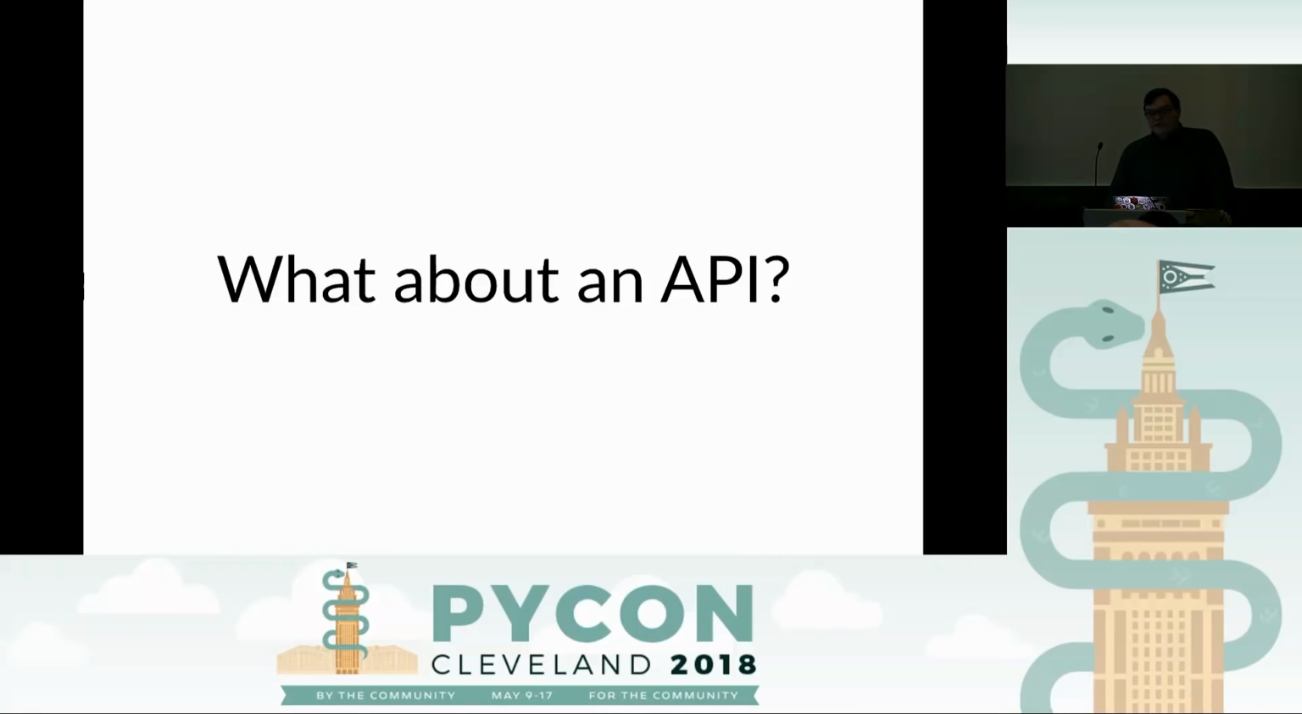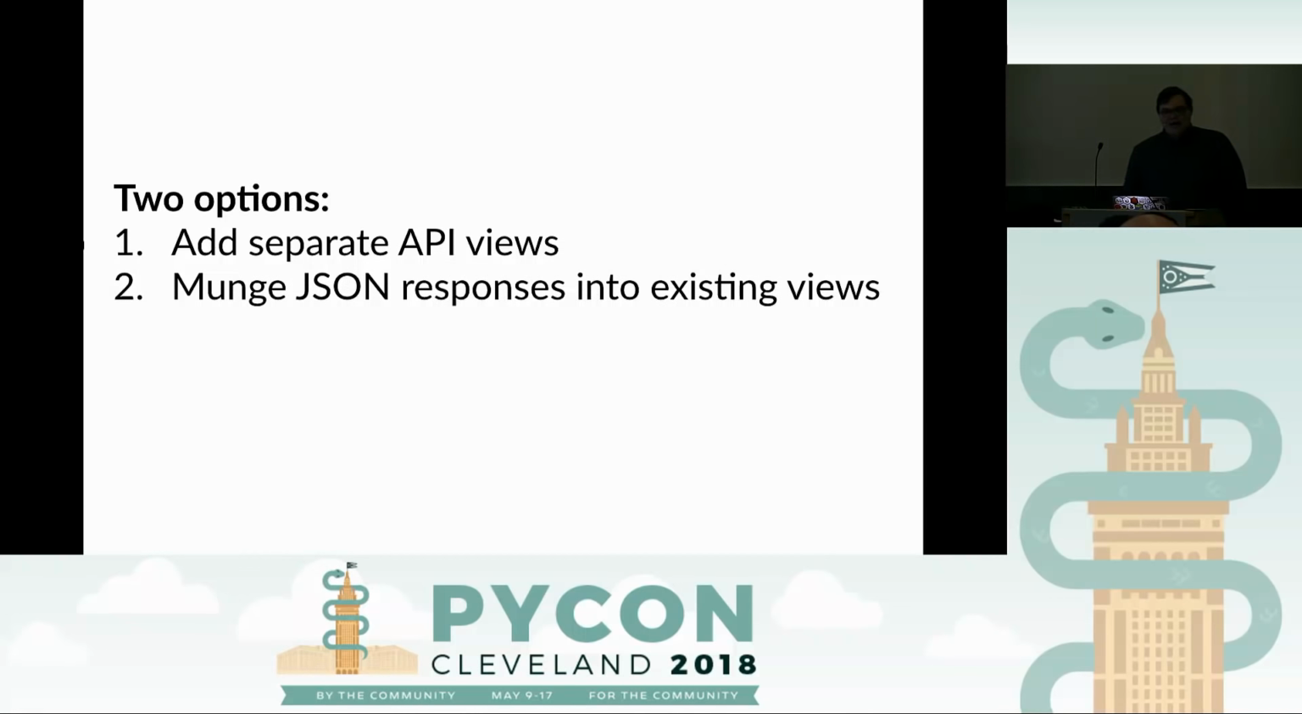And so most of the time, in the past, when we've tried to add an API to Django or wanted to have a Django API, we've kind of had two options. Add separate API views, which isn't that great because now you're maintaining two sets of logic, or try to munge JSON responses into existing views. Django has some facilities for returning JSON from a view, but it's not natively supported, and it's not natively supported in the generic views that we want to be using to make our lives easier for dealing with models.